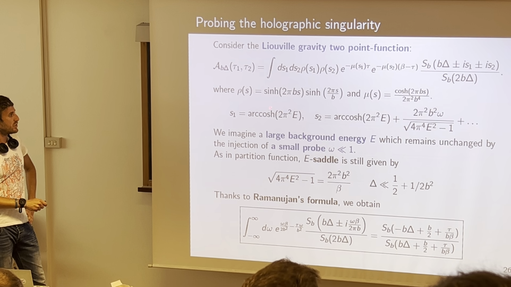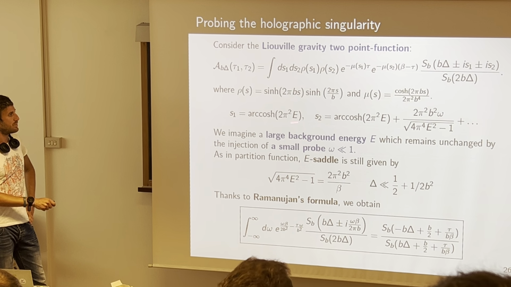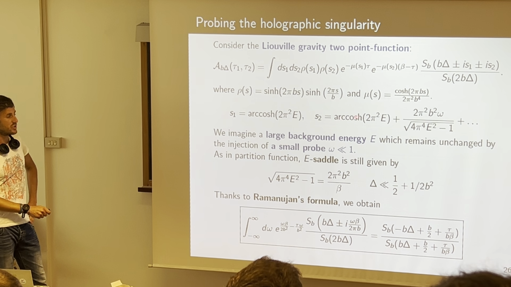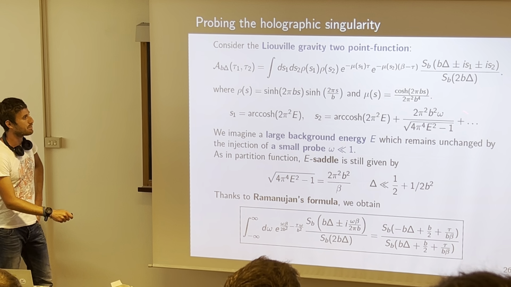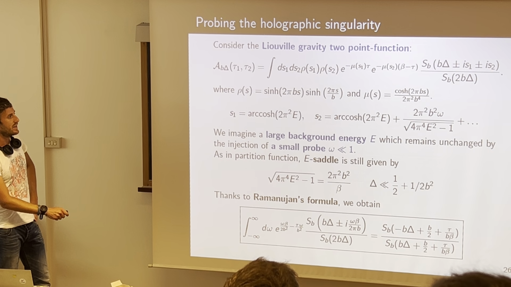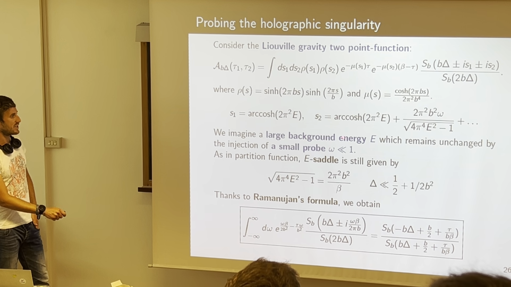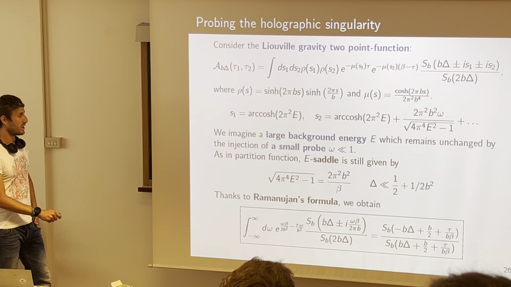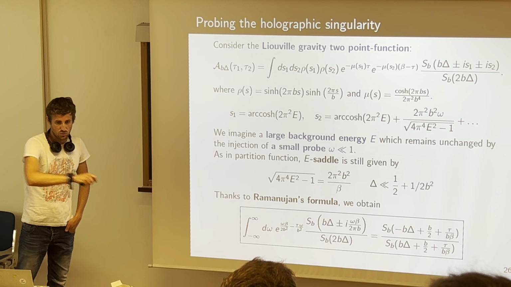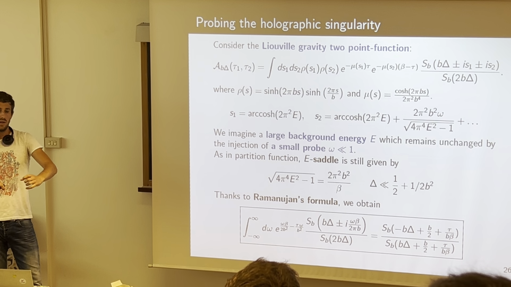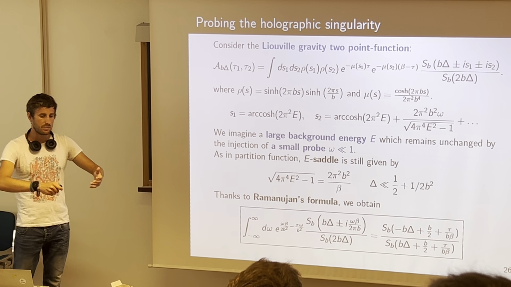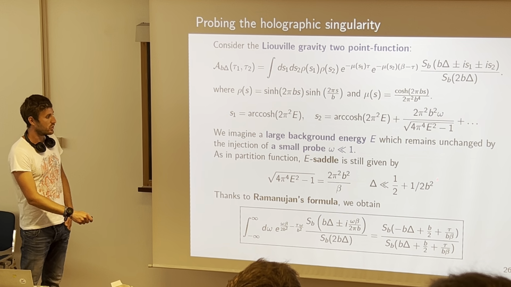And then S1, S2, which label my energy parameters, have to be very close to each other. So I want to basically expand at leading order in omega, which is the energy difference. And the energy difference has to be small compared to the average energy, because I want to inject into the bulk a small probe, which is not altering my geometry. So it also has to be light.